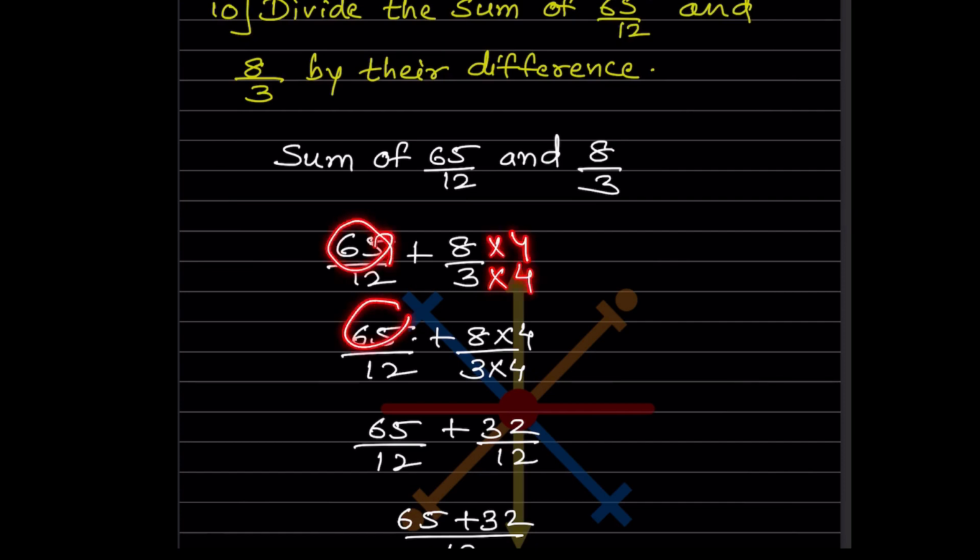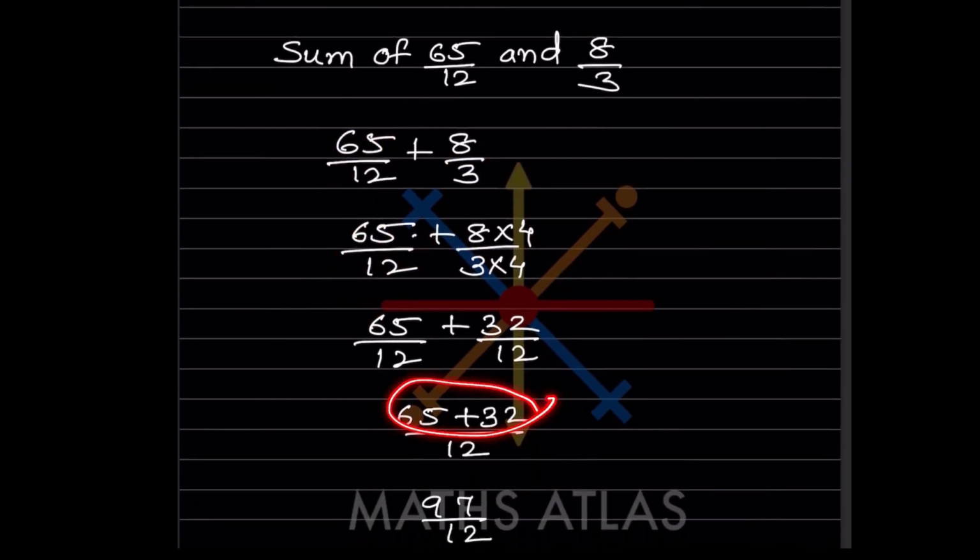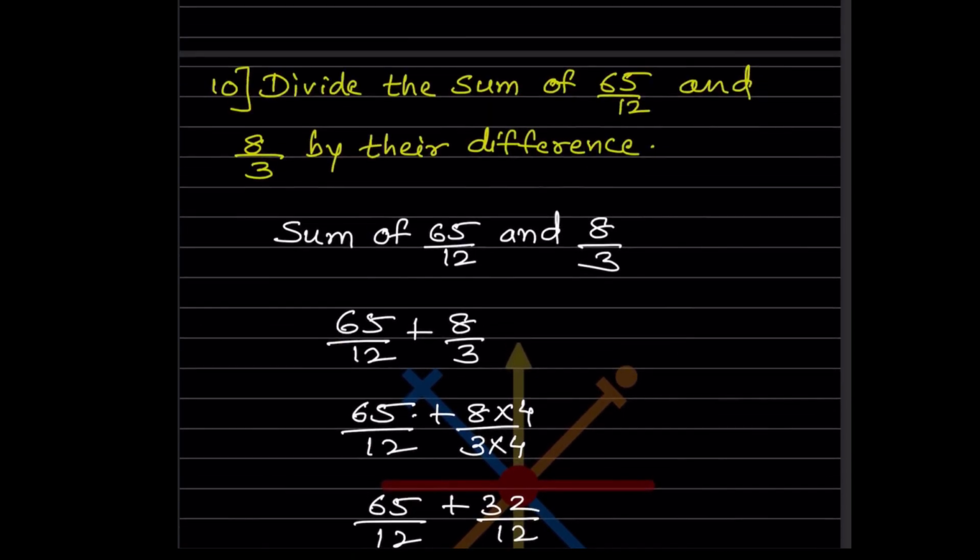So here look at this one. Sorry, here also you can write 8 into 4. So that is going to be 65 by 12 plus 32 by 12. So here it will be 97. So now the sum is done.